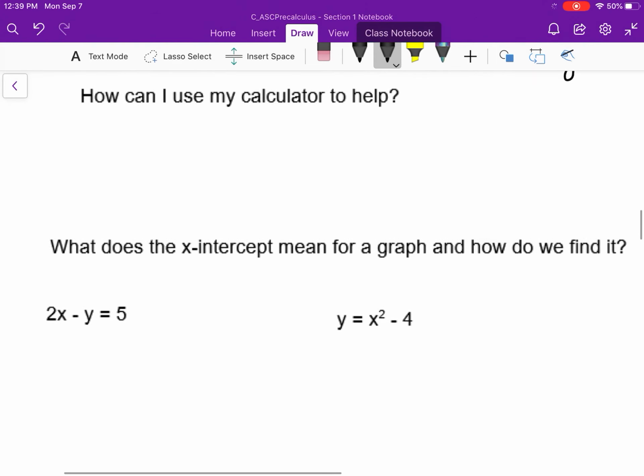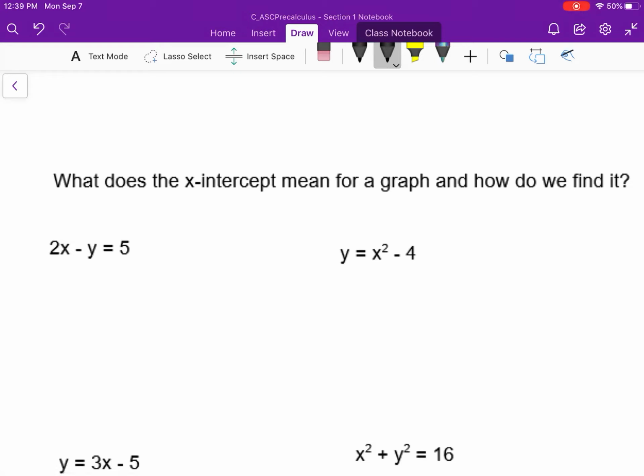What does the x-intercept mean for a graph? And how do we find it? Remember, the x-intercept is where the curve or function crosses the x-axis. That's what the x-intercept is.